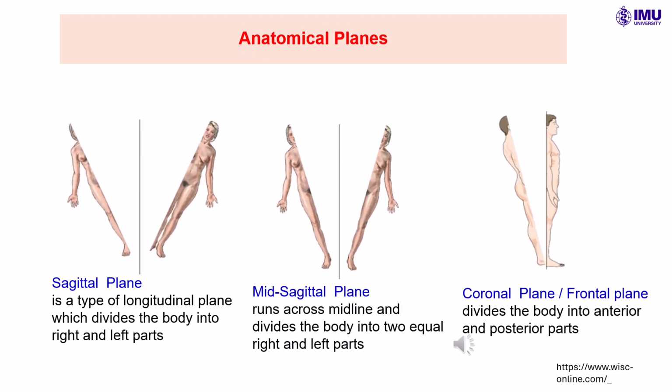More anatomical planes. On the left you can see the sagittal plane dividing the body into right and left parts. The sagittal plane is a type of longitudinal plane. On the right you can see coronal plane or frontal plane dividing the body into anterior and posterior parts. In the middle, you can see mid-sagittal plane, which runs across the midline and divides the body into two equal right and left parts.